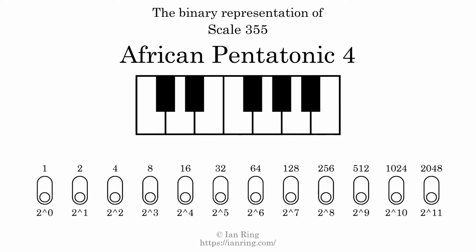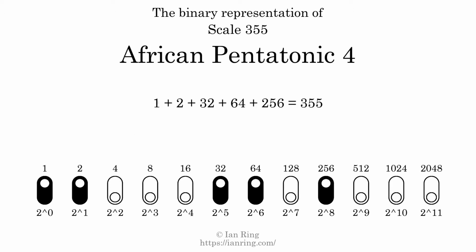The binary representation of this scale is determined by mapping tones of the scale to binary digits. Each binary digit represents a power of 2. To get the scale number, we add the powers of 2 together. The powers of 2 that are present in the scale, all added together, equals 355. That is why the scale number, in decimal, is 355.